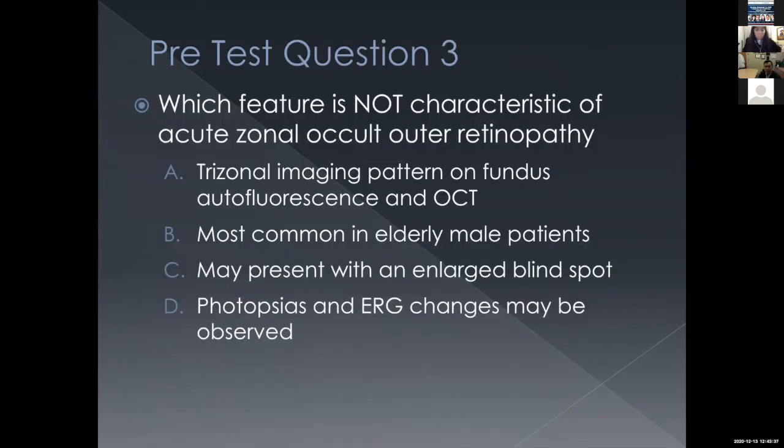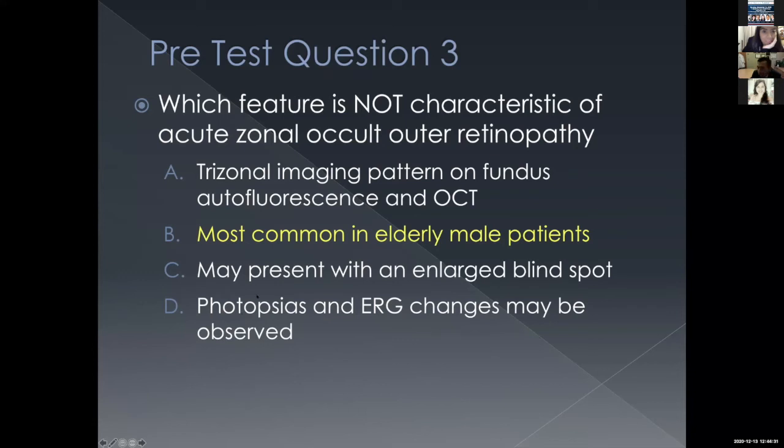Which feature is not characteristic of acute zonal occult outer retinopathy? Excellent. So we have my resident, Dr. Ankita Thali from KEM Hospital. So I think the answer would be B, most common in elderly male patients. Okay, perfect. We got some sharp trainees on the call today. I think they got them all right today. So that's exactly right. Most common in elderly male patients, because we see this more in young female patients.